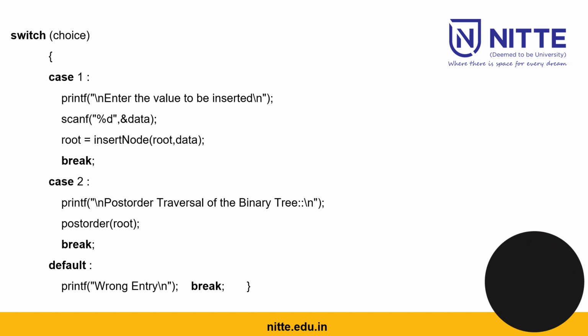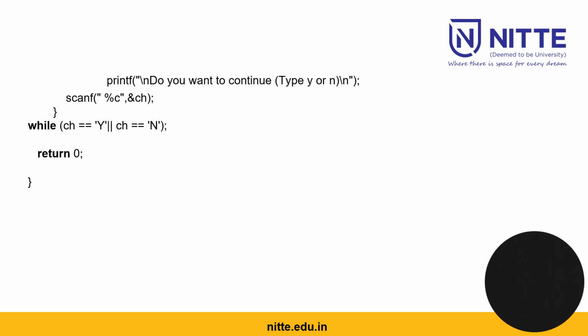But if we enter 2, then it will jump to case number 2 and print post order traversal of the binary tree. Then it will do the post order traversal from the root node. So that means it will visit the left subtree first, then the right subtree, then the root at the end. If we enter any other value other than 1 and 2, then it will go to the default case and print wrong entry, and it will break there.